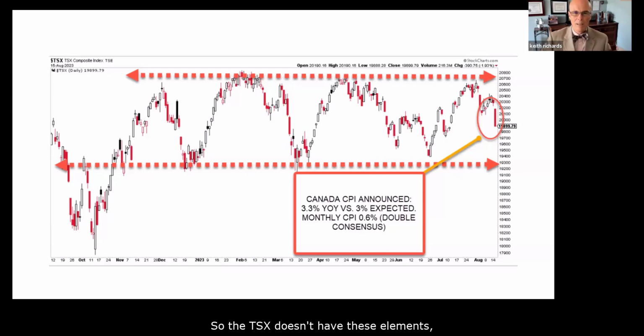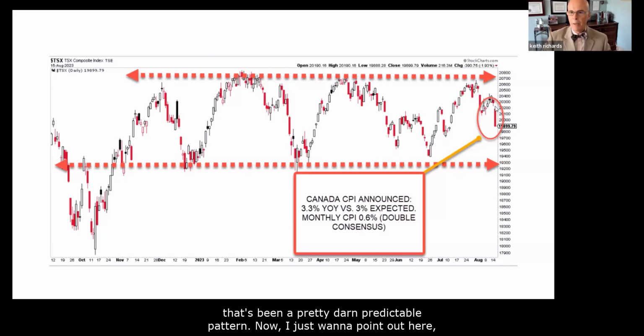So the TSX doesn't have these elements, so it's been stuck in a very sideways pattern, but it's been really, really predictable, as you can see. In fact, the TSX likes to land somewhere around 20,700, 20,800, and then it likes to decline down to about 19,300, thereabouts. And that's been a pretty darn predictable pattern.